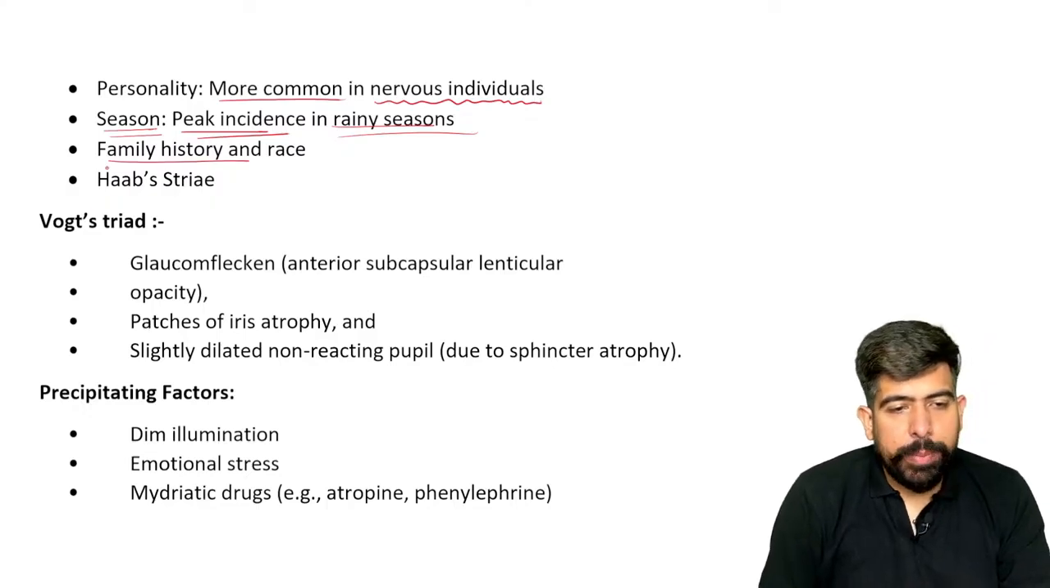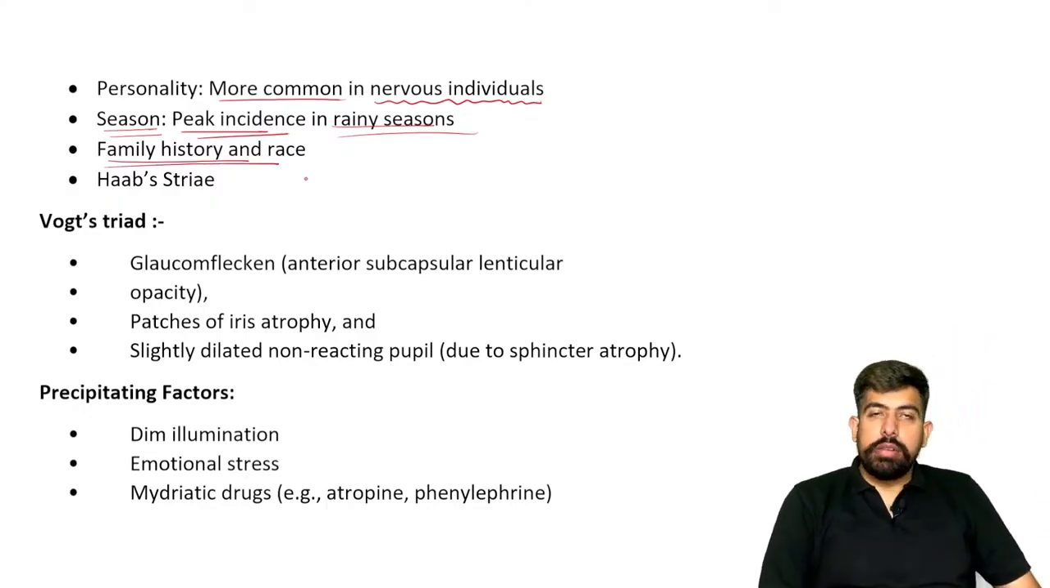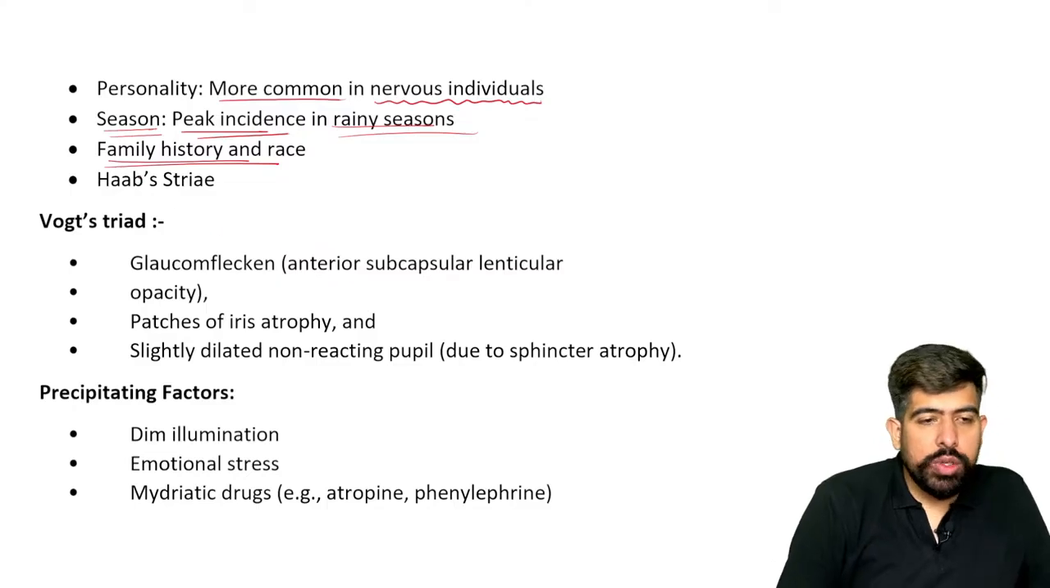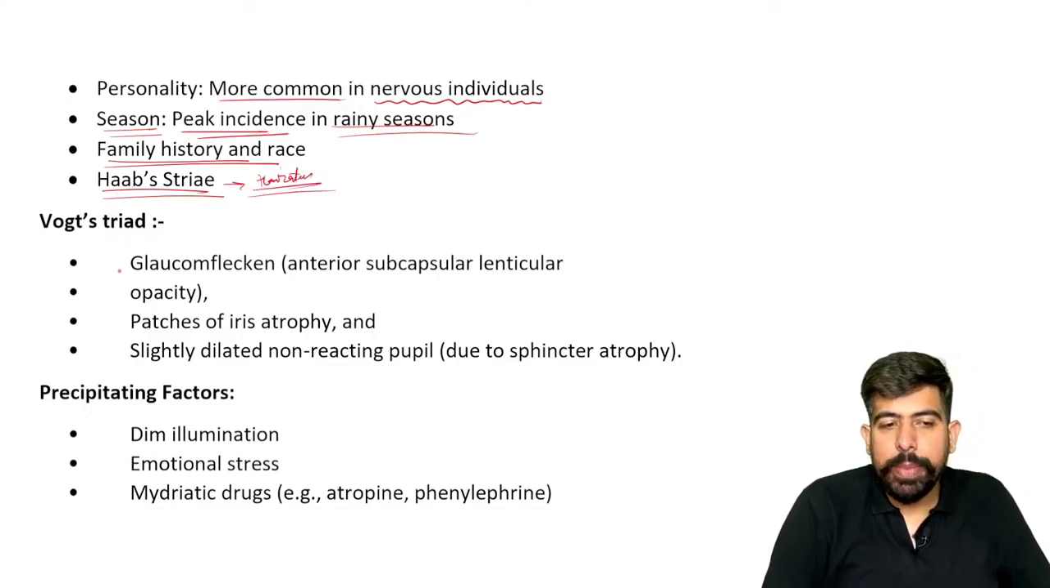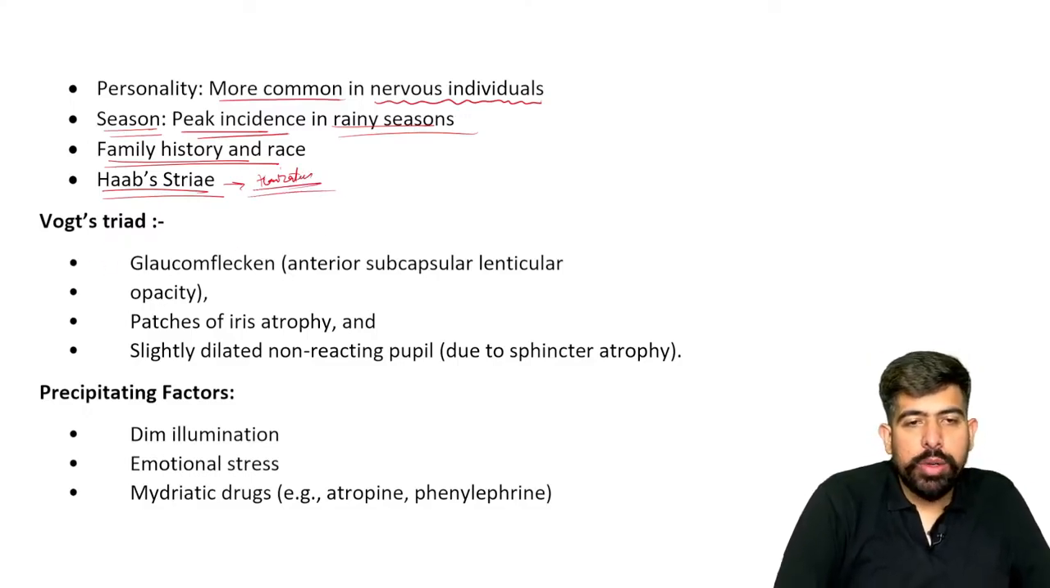Also, there is family history and race participating over there. Also, we talked about Haab's striae, right, which are horizontal. Horizontal stretch marks are there, right? Now, we are talking about the next.